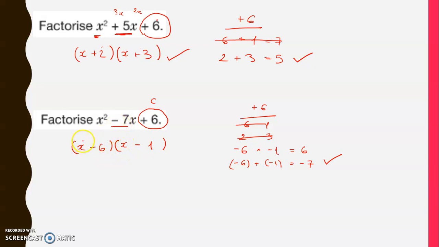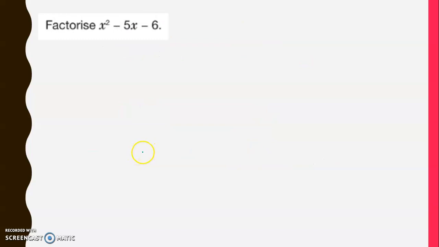We can always double check. x times x is x squared. Let me change my pen to green. x times minus 1 is minus x. Minus 6 times x is minus 6x, therefore minus x minus 6x will give us minus 7x, and then minus 1 times minus 6 will give us this term here, positive 6. So yes, that's correct. Okay, let's try one more example.